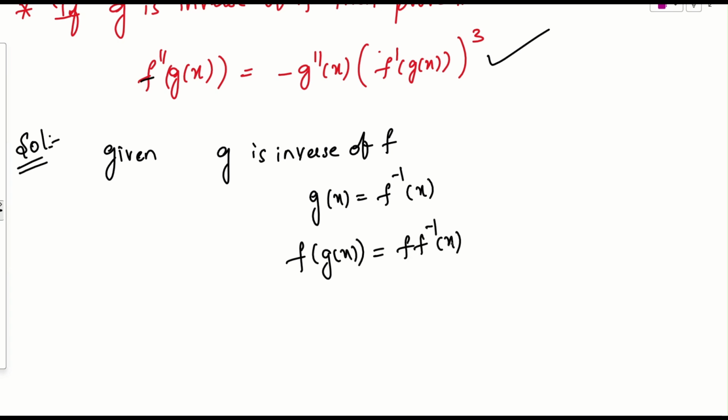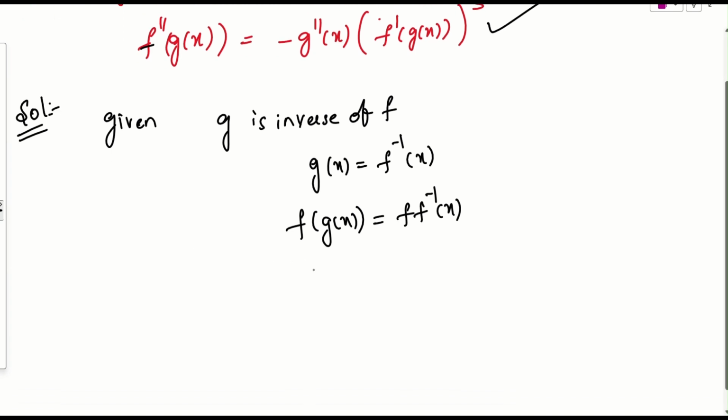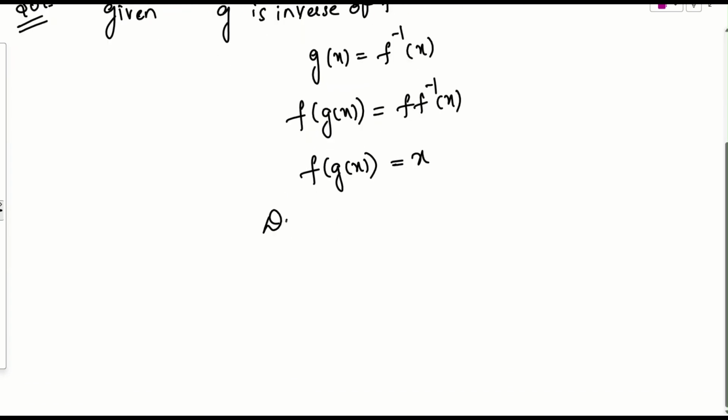F of F inverse will be what? Always the identity function. Agree? So we can take it as F of G of X is nothing but X alone. So we need to apply the derivative. Now try to differentiate this function. If you differentiate this with respect to x, what will we get here? So simply assume the whole g of x is a capital X. Is it fine?